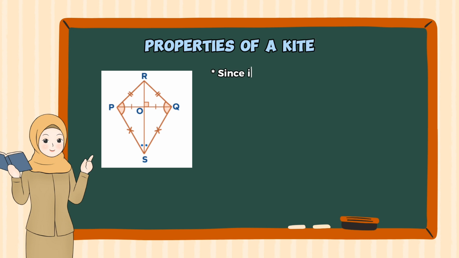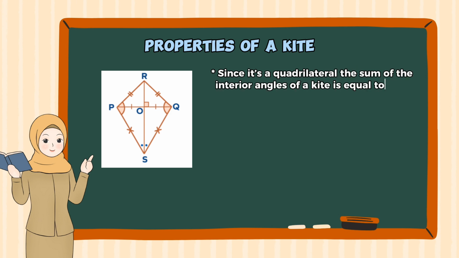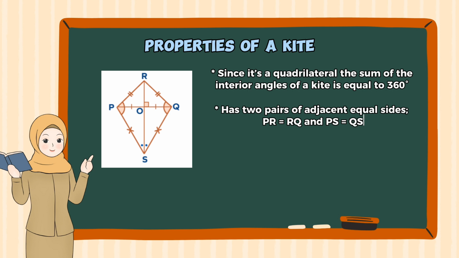First, since it's a quadrilateral, the sum of the interior angles of a kite is equal to 360 degrees. Second, the kite has two pairs of adjacent equal sides. Side PR equals side RQ, and side PS equals side QS.